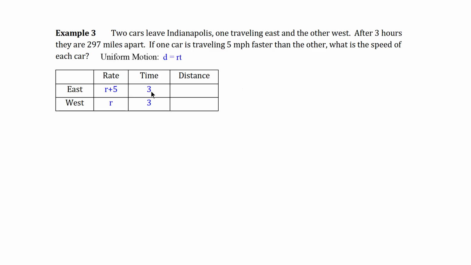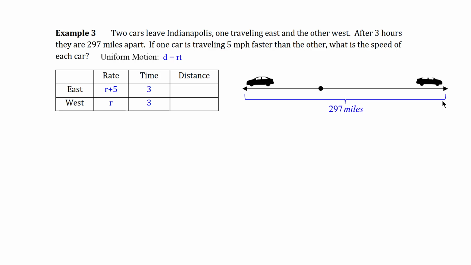Next, we need to come up with the distance. So here I have a diagram of both cars traveling in opposite directions. The starting point here is Indianapolis. After 3 hours, the cars stopped, and the distance apart from both cars is 297 miles. Now we don't know the distance that each car traveled. This is what we're trying to find. So I'm going to represent the distance of the car going east as d. That means that the car that went west traveled a distance equal to 297 miles minus d. So we could put that information in our chart.